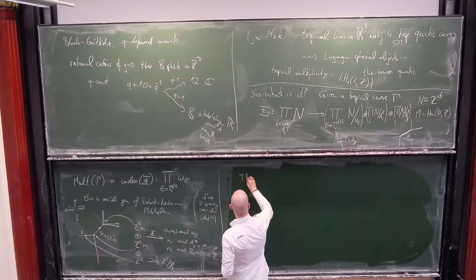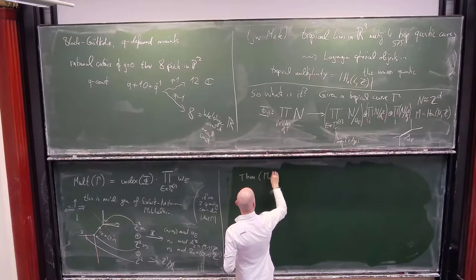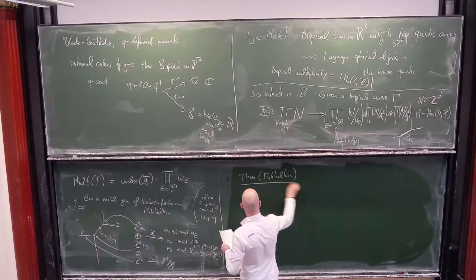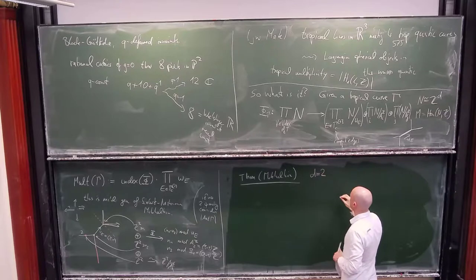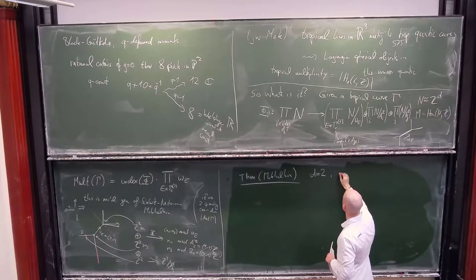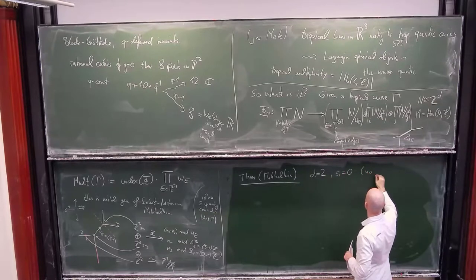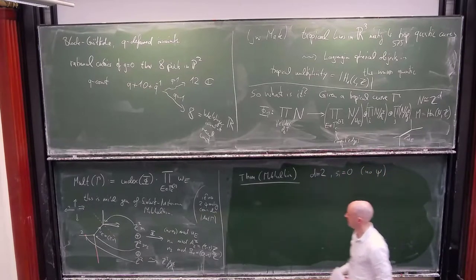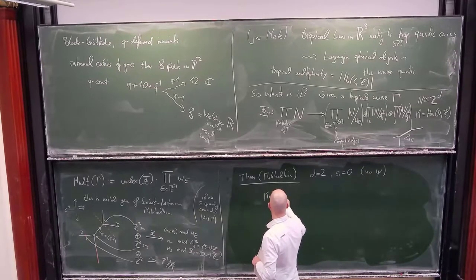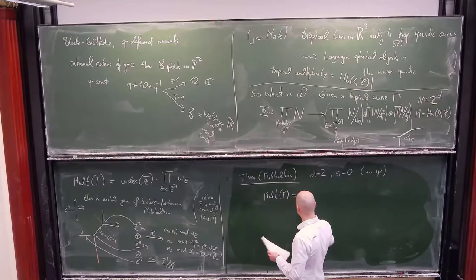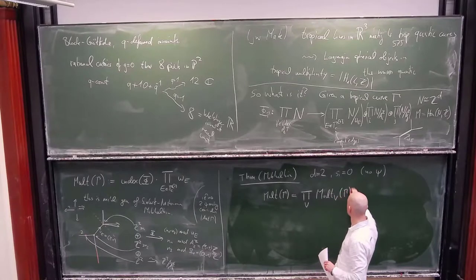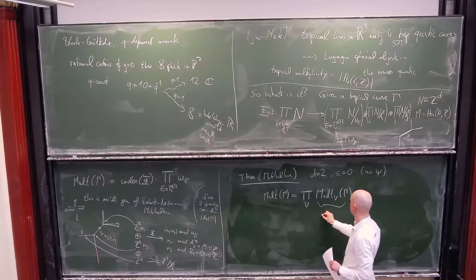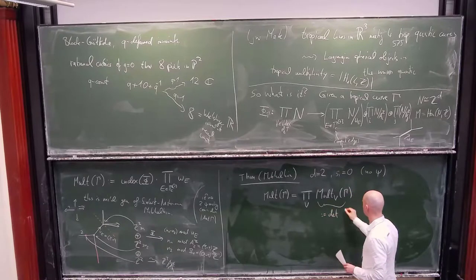Let me come back and tell you what Mikhalkin had. He said, if you are in dimension 2 and all the si are 0, so there's no psi conditions, then the multiplicity of gamma has a particularly nice form that it actually does factor. So you have a multiplicity per vertex. And this thing is defined to be the determinant of the outgoing vectors at a vertex, V1 and V2.